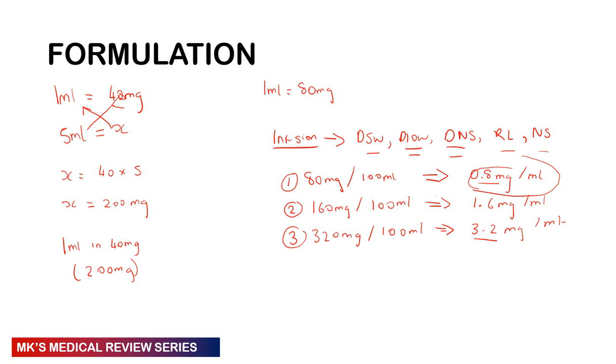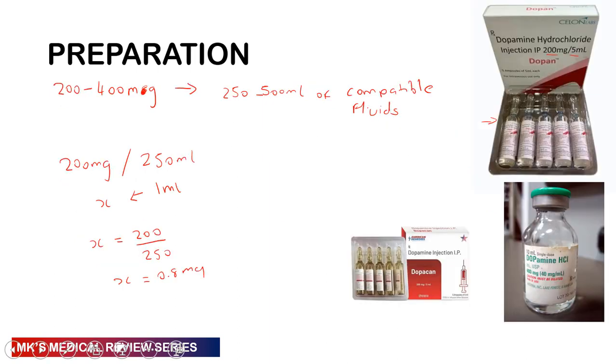So you know that if you take 200 milligrams of the dopamine vial, so if you take one of these vials on top and place it in 250 mils of fluid, you're pretty much going to be making the concentration of 0.8 milligrams per mil. So keep this in mind, because this is a very important concept for you to learn when it comes to the dopamine calculations.